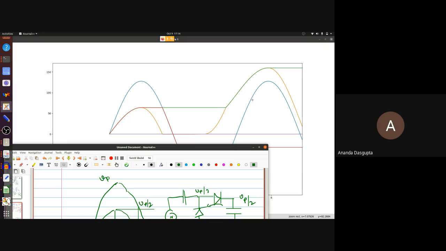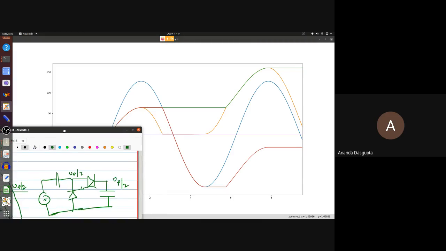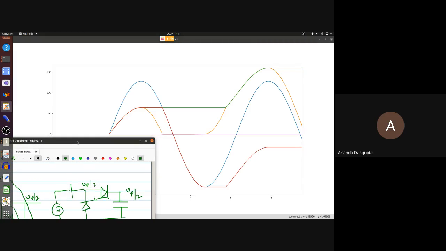I'm not sure whether I've been able to explain this to you that well, just because I couldn't put the two things together at the same time. I should have actually had the circuit drawn here somewhere along with this. I think this you should be able to make out.